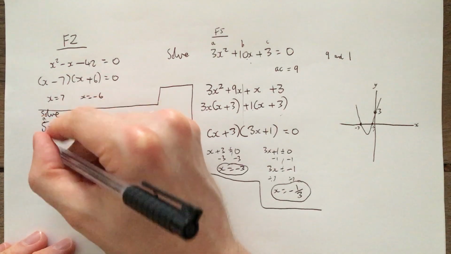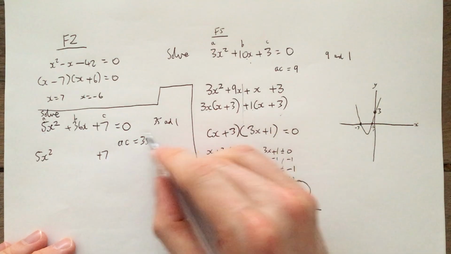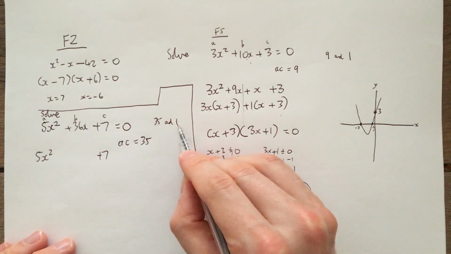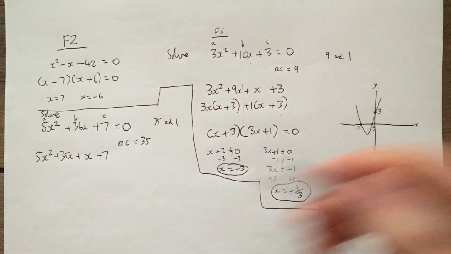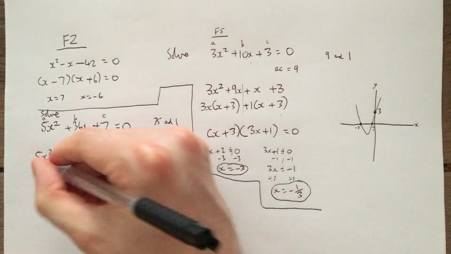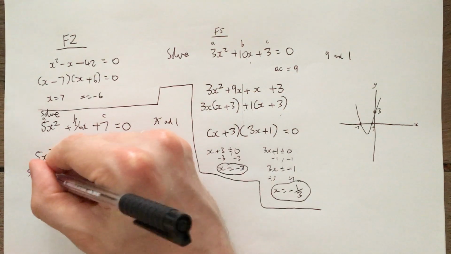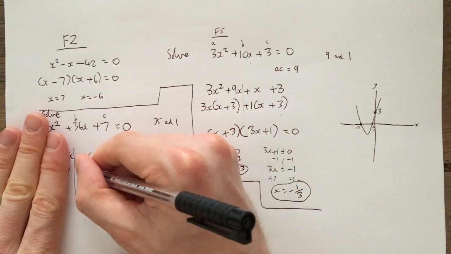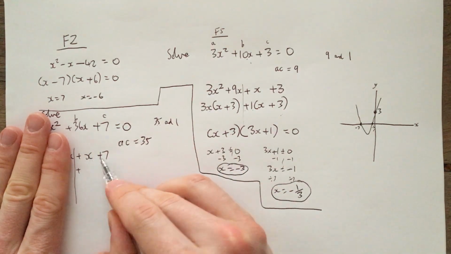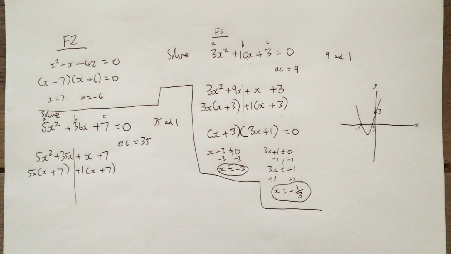So the A stays the same, 5x squared. The C stays the same, plus 7. But the B becomes 35x and 1x. So 35x and then technically 1x, but I could just put x. I then split these two down the middle. How do I factorise that? Well, 5 is in common and so is x. So 5x times x plus 7. And then separately look at this. What's in common with these two? Nothing apart from 1. So plus 1 times x plus 7. We know we're good because the two brackets are the same here, which is exactly what we want.